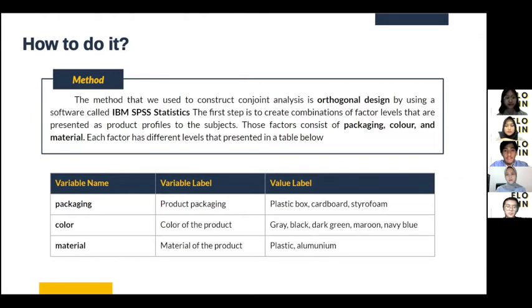In the table, we see that packaging has 3 levels, namely plastic box, cardboard, and styrofoam. Color has 5 levels, namely gray, black, dark green, maroon, and navy blue. Finally, material has 2 levels, namely plastic and aluminum.